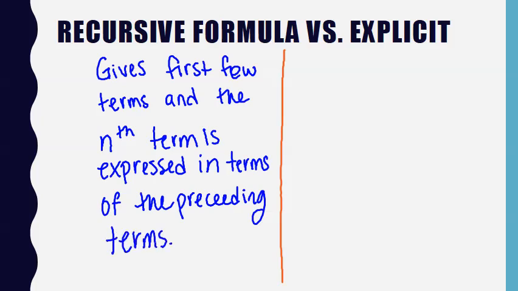So what that means is, in order to find, like, say, the 50th term of a recursive formula, you actually have to find the 49th term, and the 48th term, and the 47th term. So you have to know the terms prior to the one that you want. So it kind of works backwards, whereas an explicit formula is more like a function. So an explicit formula gives you a formula where you can substitute any value of n to find the nth term.